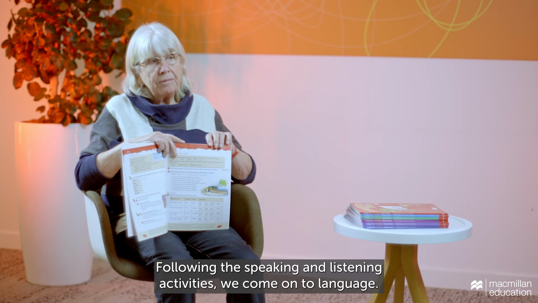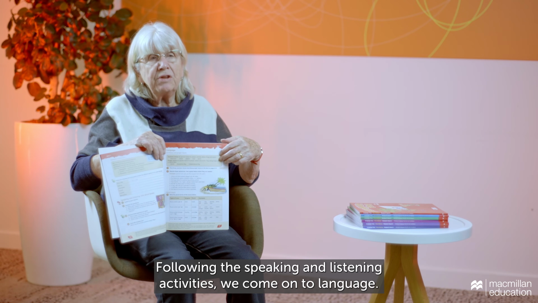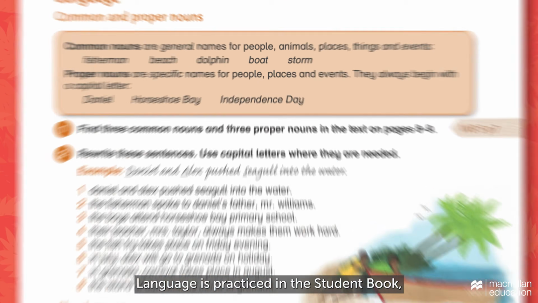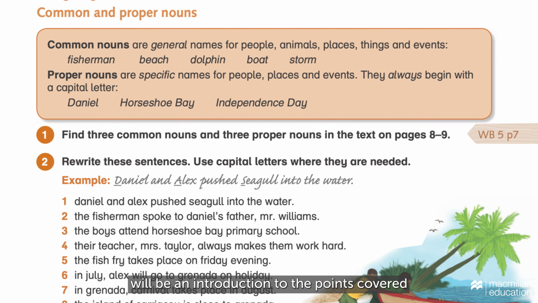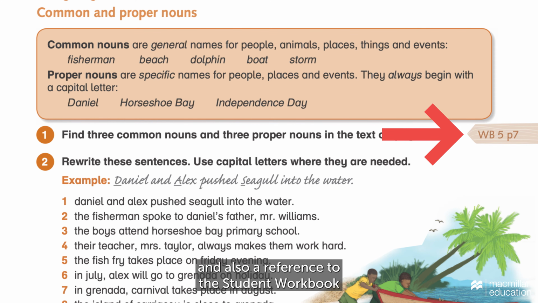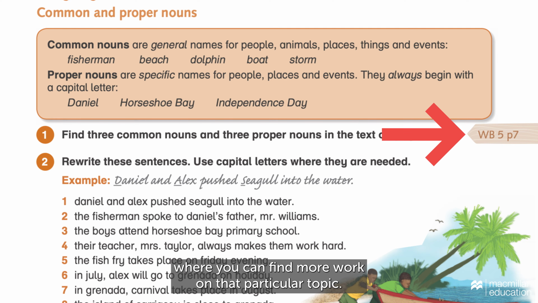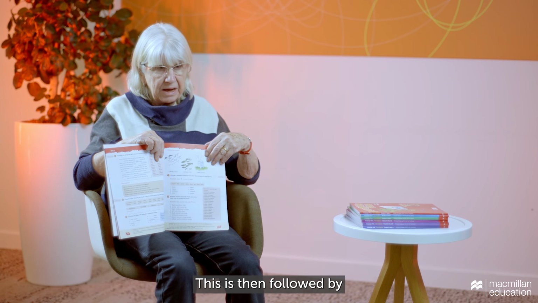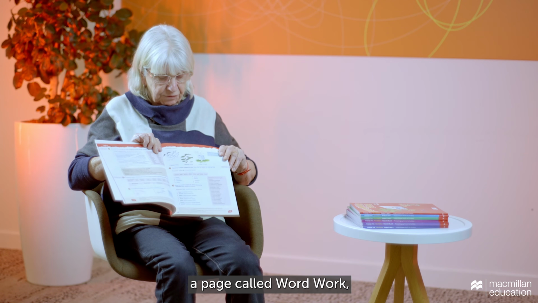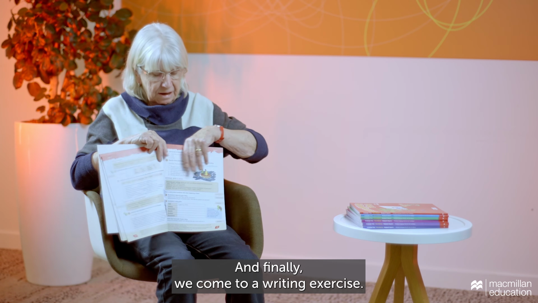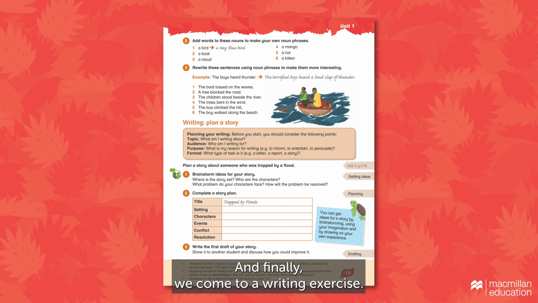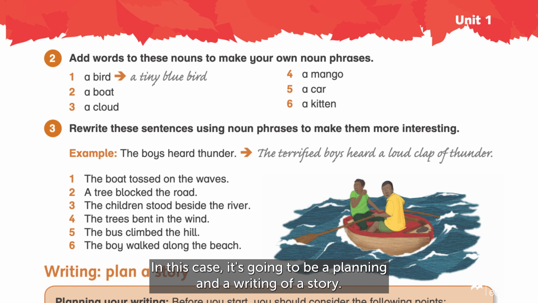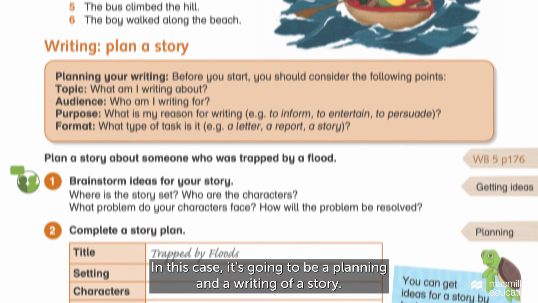Following the speaking and listening activities, we come on to language. Language is practiced in the student book. There'll be an introduction to the points covered and some exercises, and also a reference to the student workbook where you can find more work on that particular topic. This is then followed by a page called Word Work, which focuses on vocabulary, and finally we come to a writing exercise. In this case, it's going to be a planning and a writing of a story.